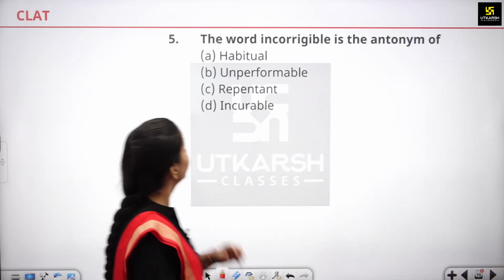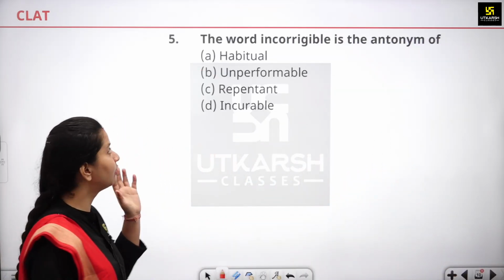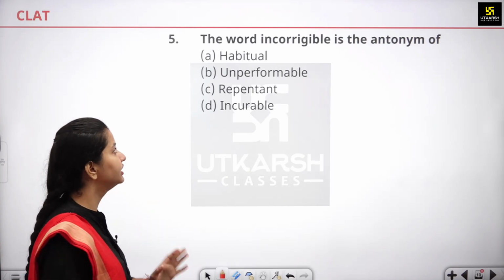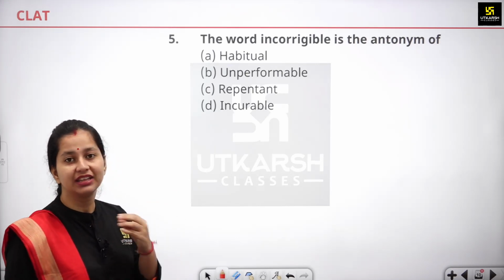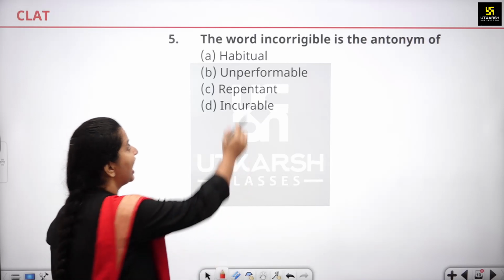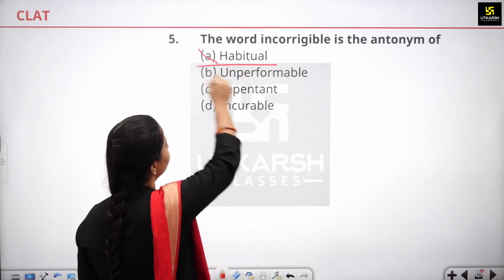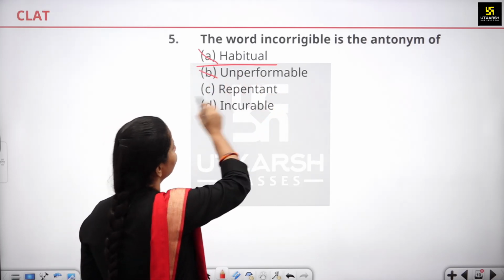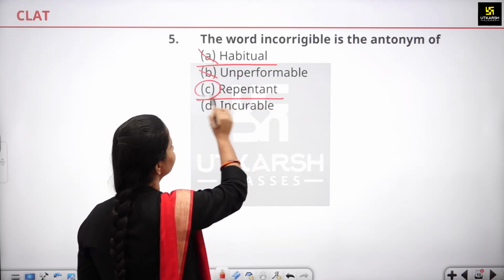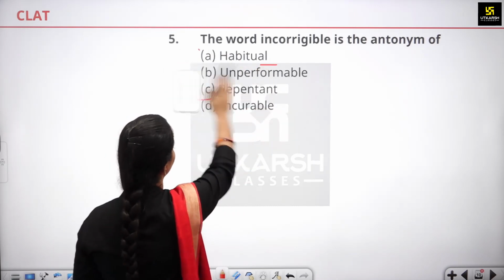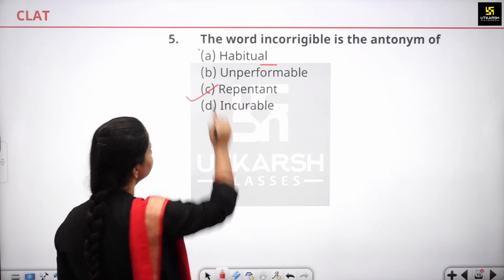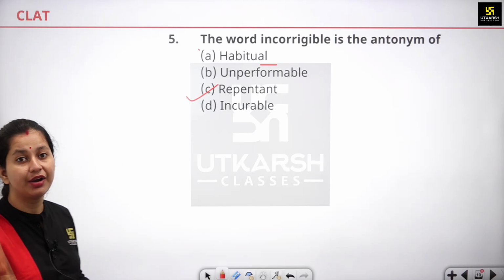Next question, the fifth question of the passage, the word incorrigible means. Incorrigible का मतलब क्या होता है? Option A, habitual. No. Option B, unperformable. No. Option C, repentant. Could be the answer. Option D, incurable. No. So the correct answer to this question is option C, that is repentant.